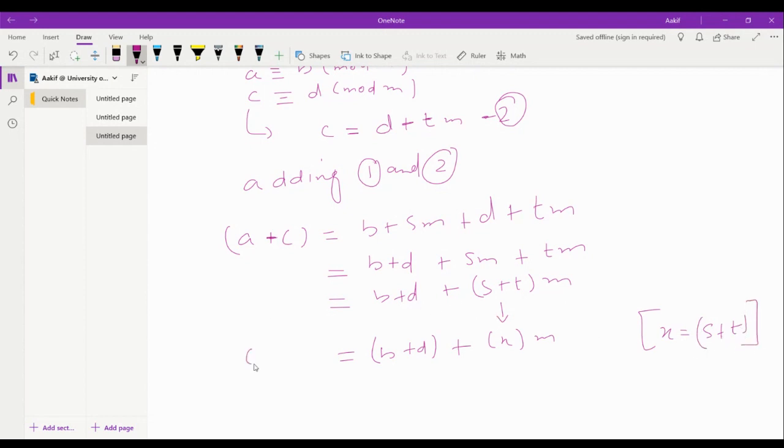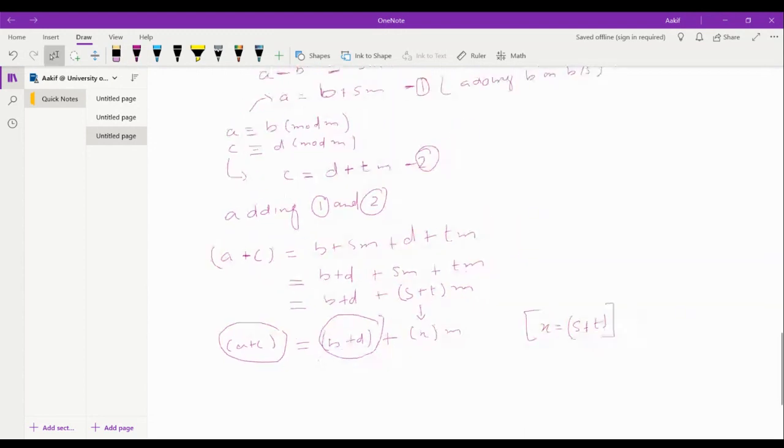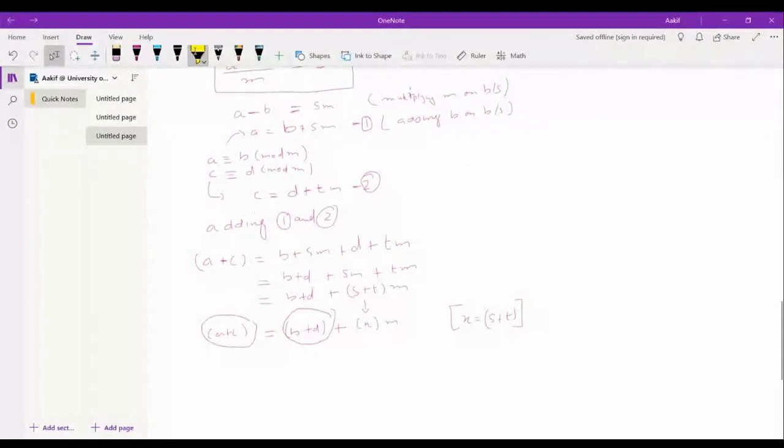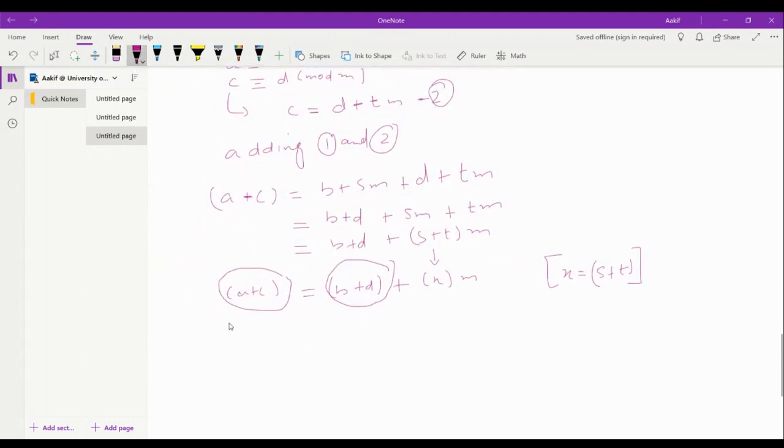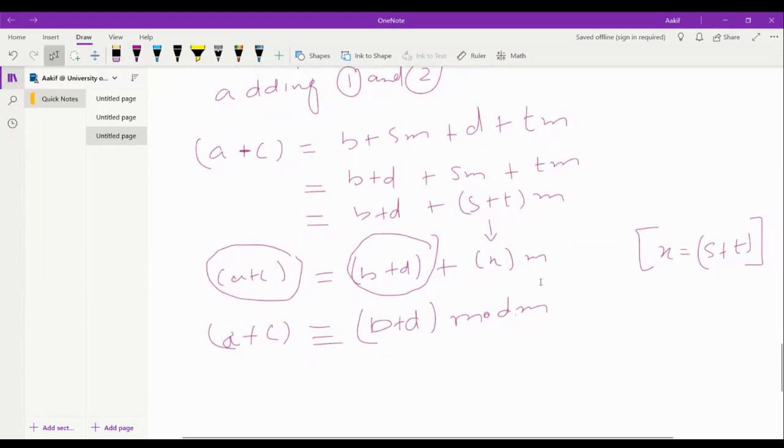So if you look at this and consider this to be one entity, this to be one entity, then it's exactly of the form of this equation, which is A is equal to B plus S times M. So using this, we can say that A plus C is congruent to B plus D mod M. So is there any confusion so far here? Any questions?